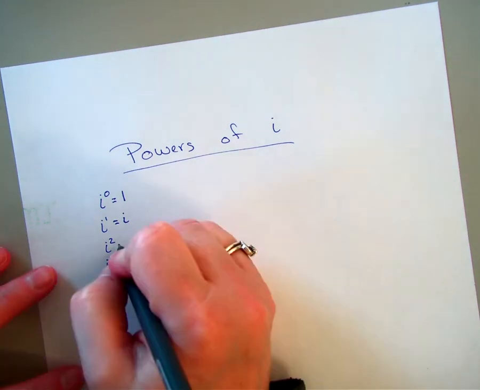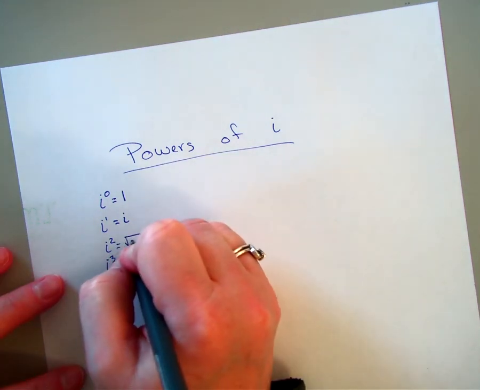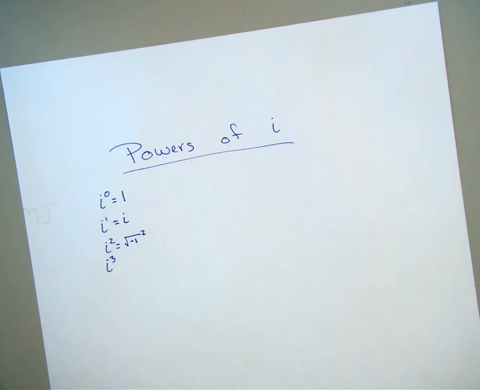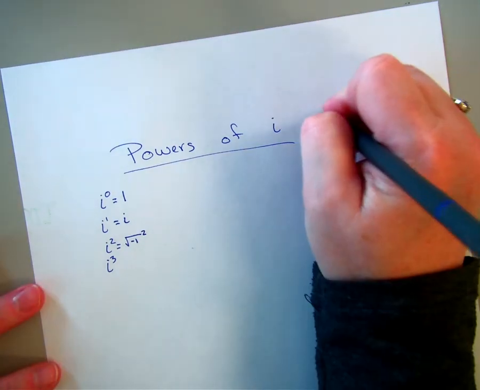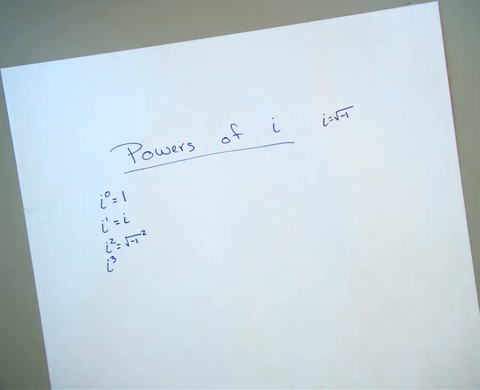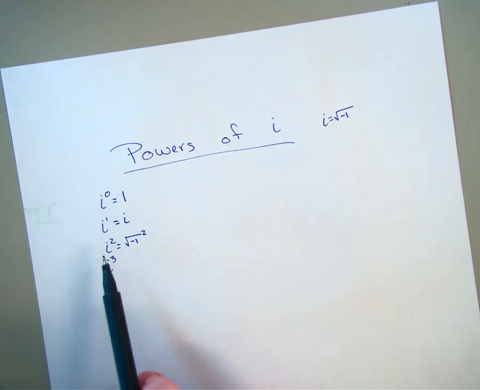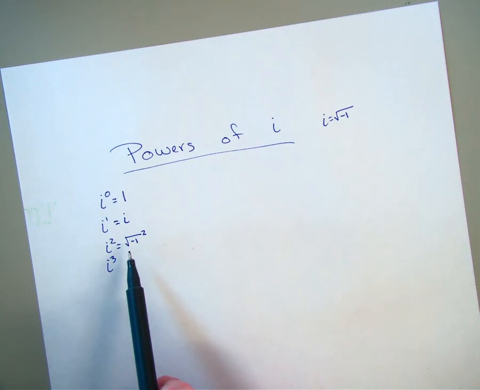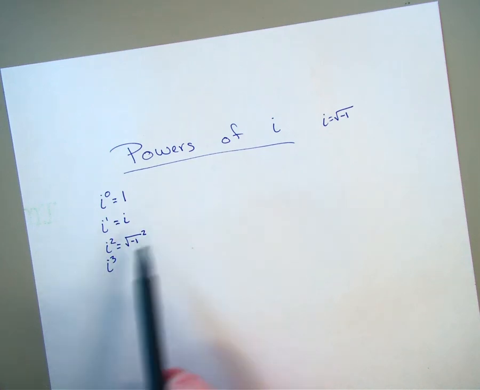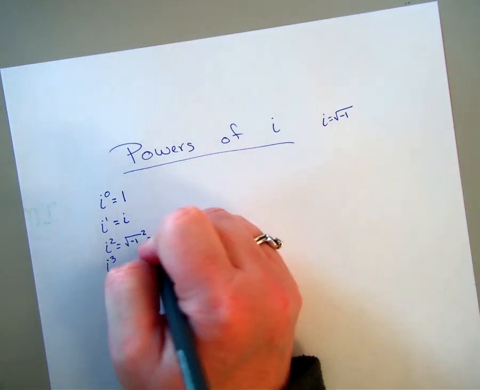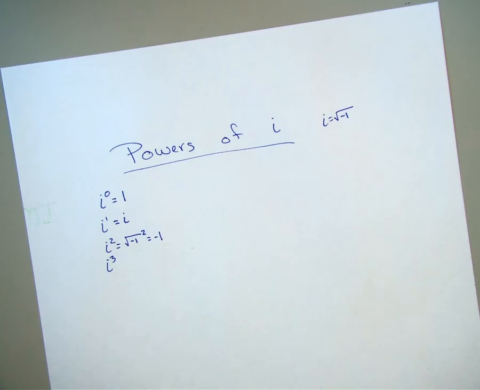i squared means that you would be doing the square root of negative 1, because that's what i represents. Write yourself a little note up here if you need to remember. i is the square root of negative 1. So if I'm doing i squared, that means I'm doing the square root of negative 1 squared. And that square root and that square just cancel each other out. So i squared simplifies down to -1.